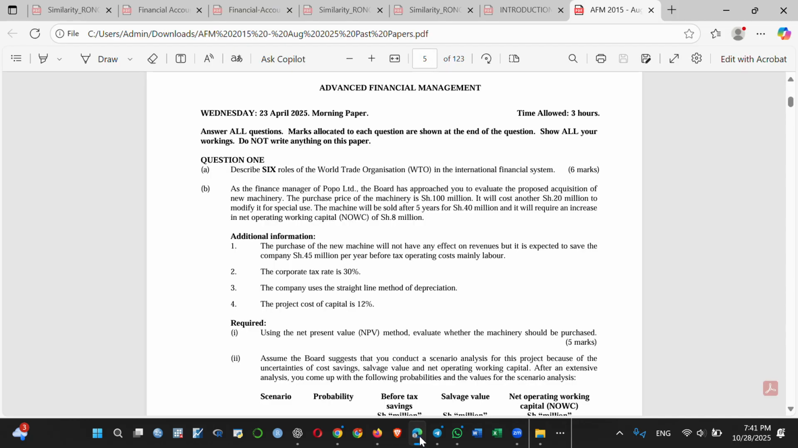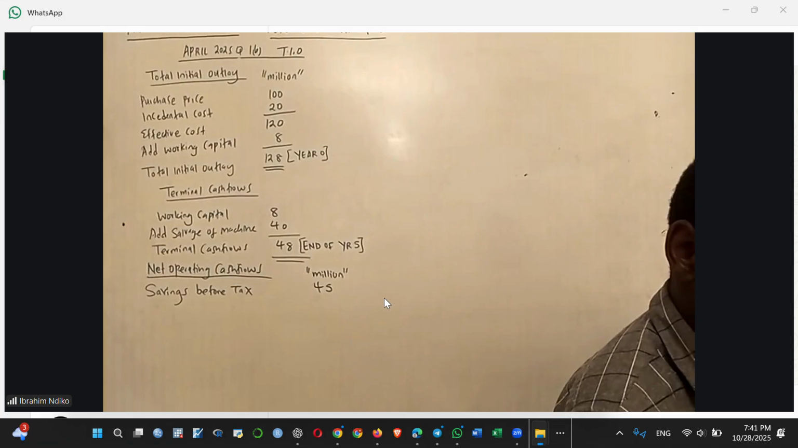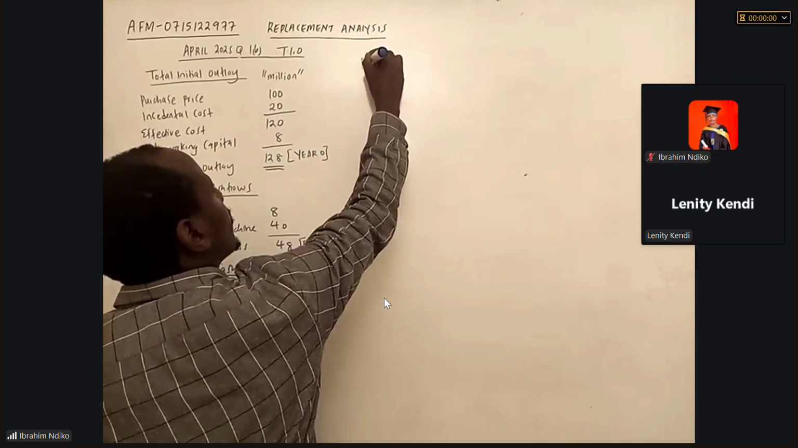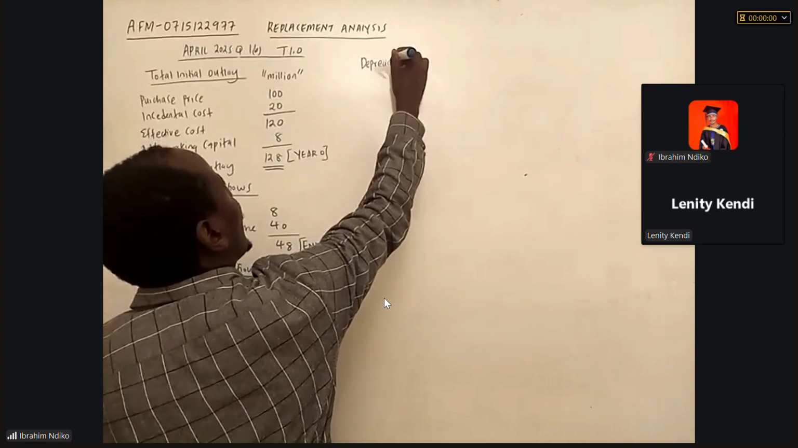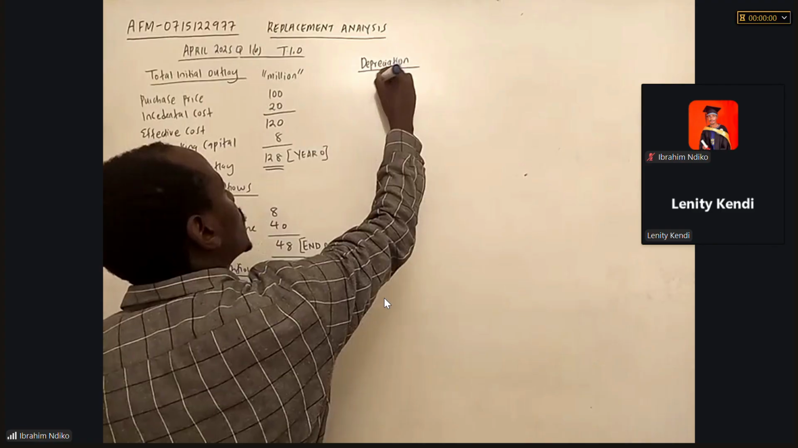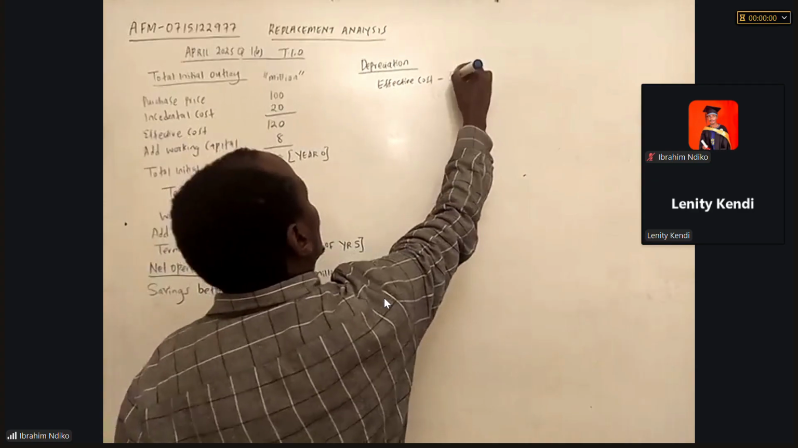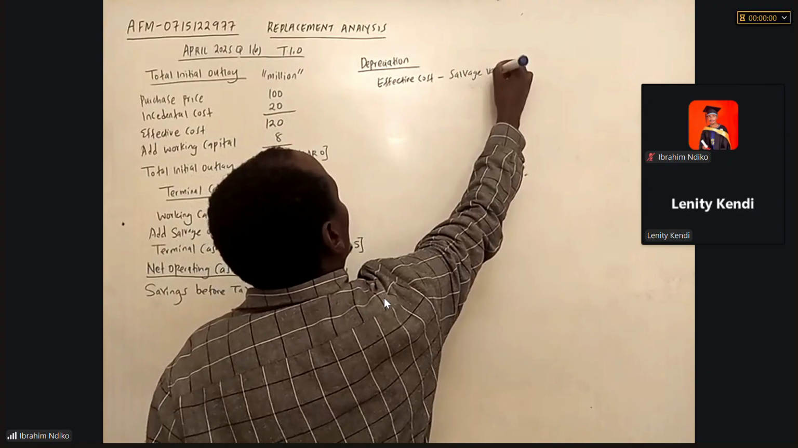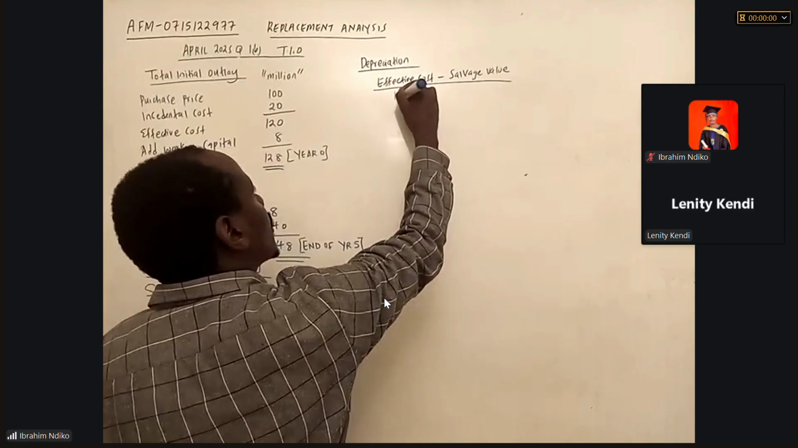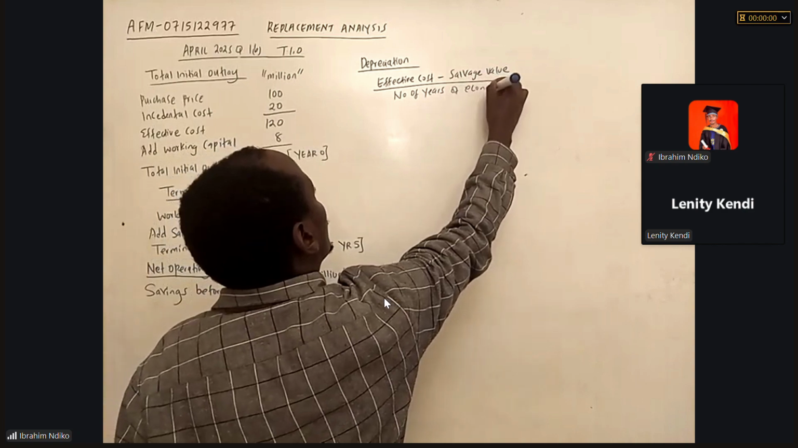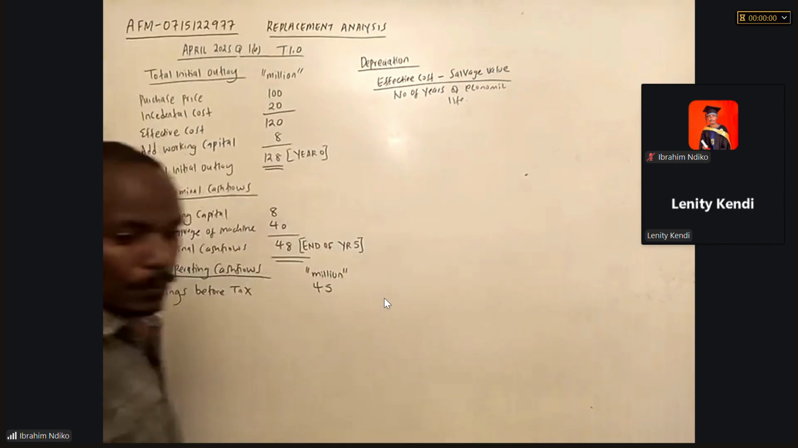What about depreciation? We have been given the straight line method. Now we need to compute depreciation, right? Yes. So we compute depreciation here. Depreciation is equal to effective cost minus salvage value, over the number of years of economic life. Right?